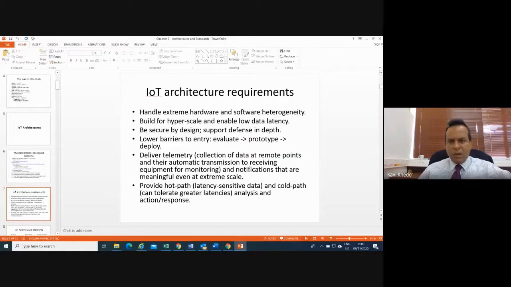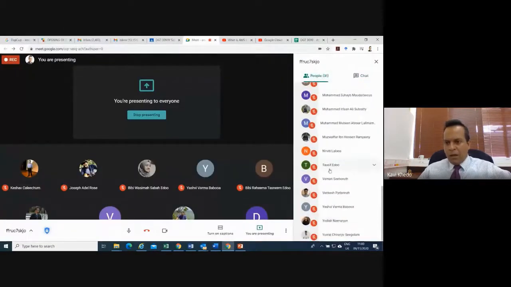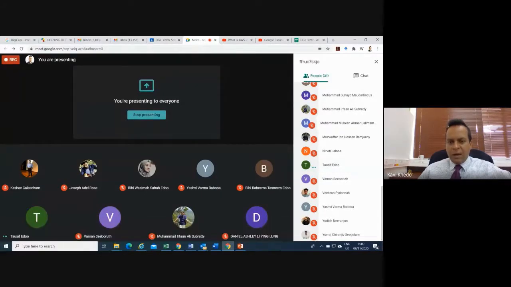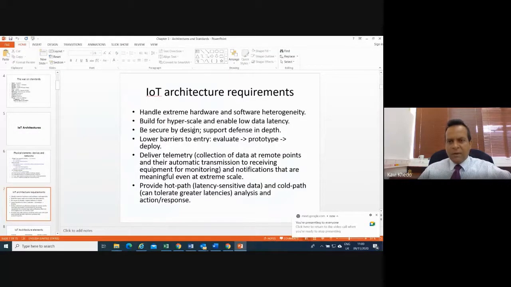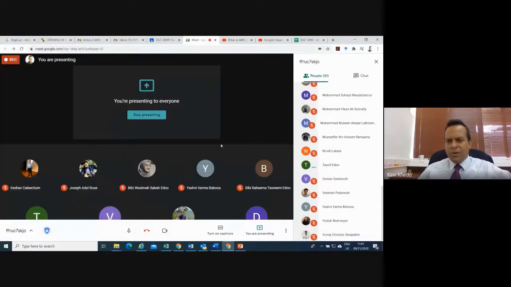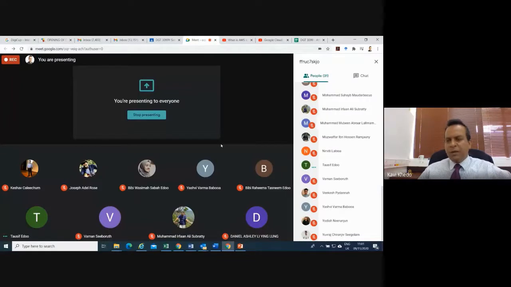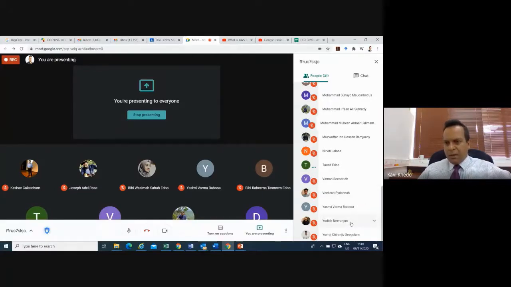Let me have someone in the class to tell me what is enable low data latency. Tosif, Edu? Yes, what do you think about enable low data latency? What does that mean? I think if you have done some networking, latency, what is latency? Enable low latency. Should be able to process high volume of data. Is it about the volume or it is something else? It is something related to what you're saying, but I don't think it is about the volume. Yeah? The time. It is more about the time, exactly.